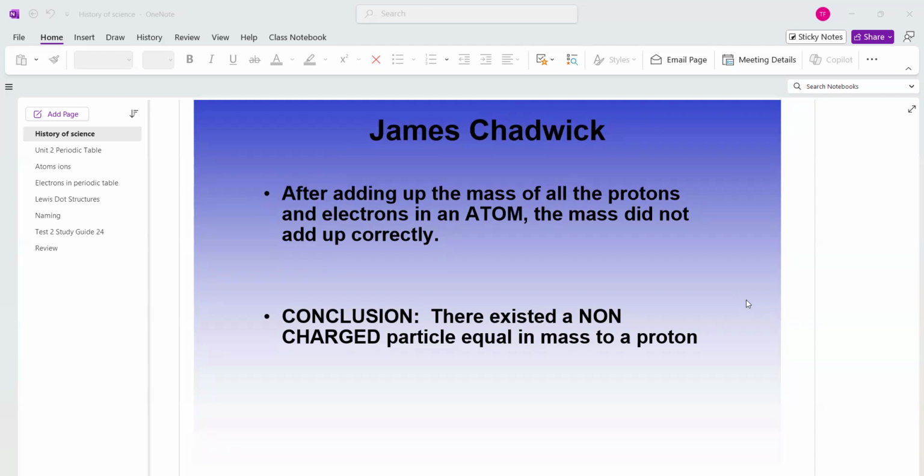Actually, when you study nuclear chemistry, a neutron is composed of a proton and an electron together. So electrons can be inside the nucleus as well as outside the nucleus. Okay.